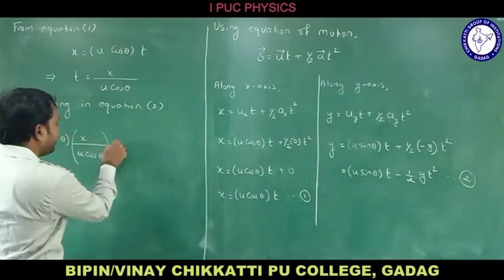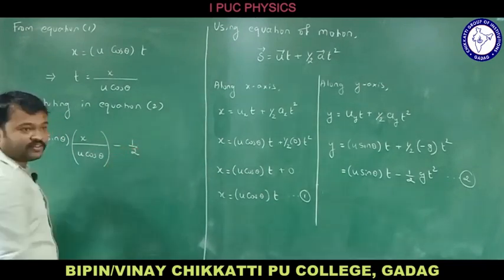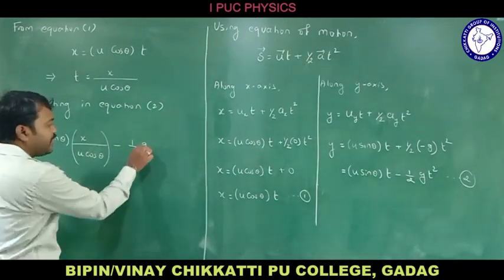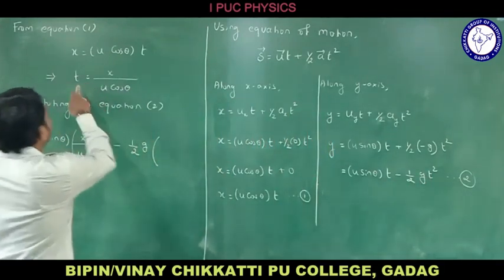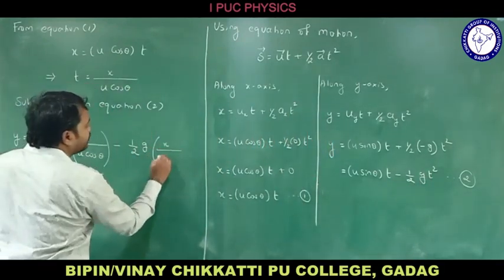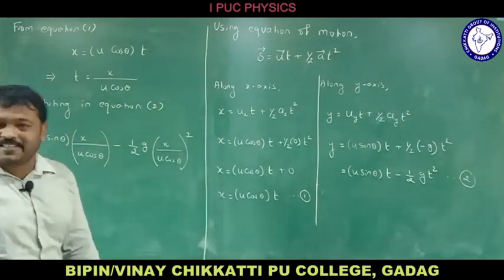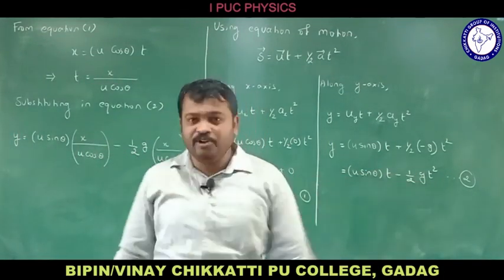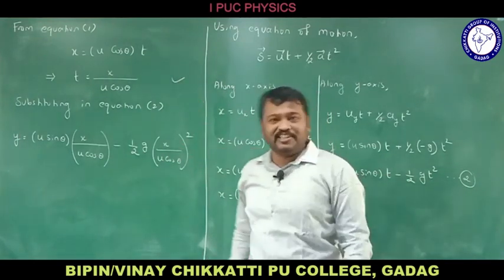Okay, what is that now? Minus. Shall I take minus? There is a half, let me take half. There is g, let me take g. Again, here there is t. Instead of t, I will be writing x divided by u cos theta, whole square, simple, right? You got equations 1 and 2, so from equation 1 you calculated the value of t and substituted it in equation 2 here, right?